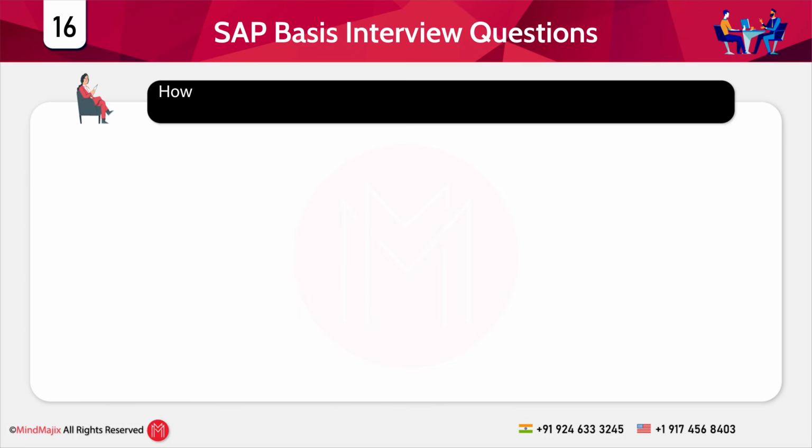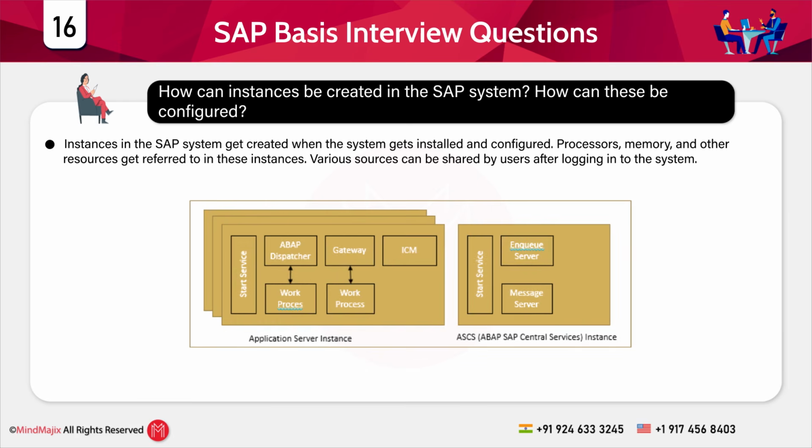The next question is, how can the instances be created in the SAP system and how can they be configured? Instances in the SAP system get created when the system gets installed and configured. Processors, memory, and other resources get referred to in these instances. Various resources can be shared by users after logging in to the system. This is also allowed by the SAP instances. These are managed by the CCMS and users use them to log in to the SAP system.